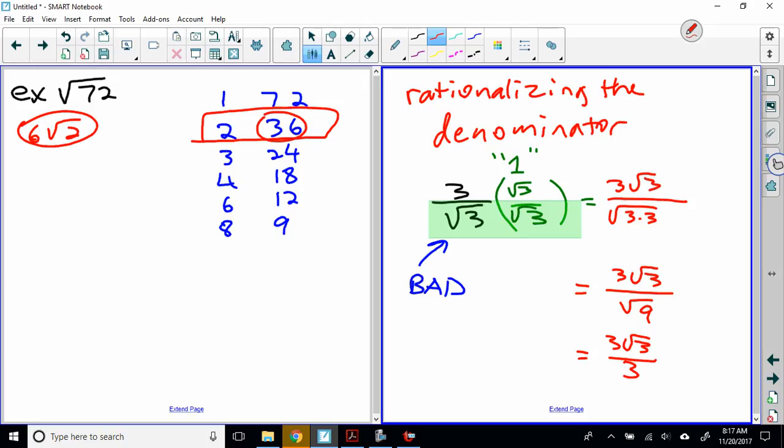What can happen with the 3 in the top and the 3 in the bottom? They can cancel. So my answer here would just be rad 3.